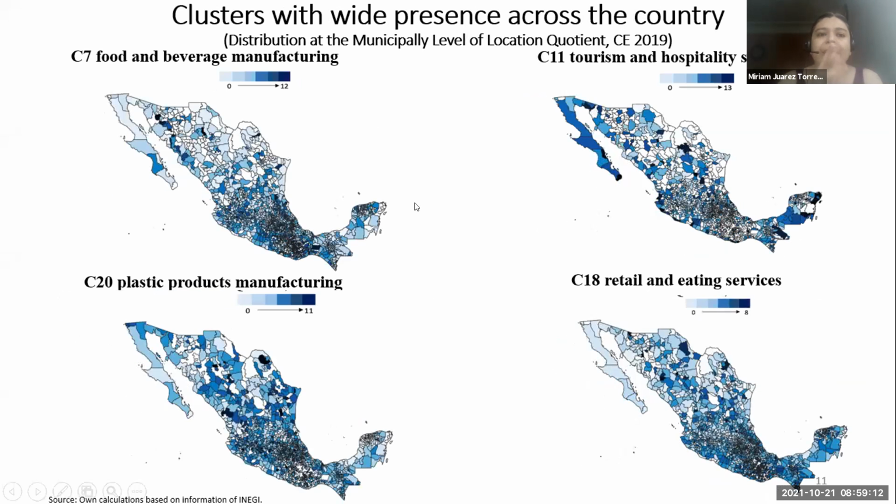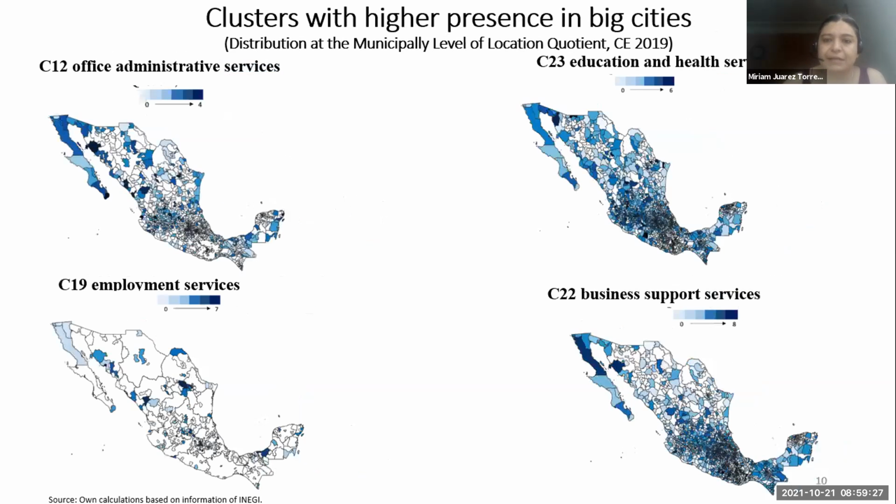Okay, so we have another kind of clusters that have a wide presence across the country. This is food and beverage manufacturing, tourism and hospitality services, plastic products manufacturing, and retail and eating services. And also we have the clusters that show a higher presence in the big cities, for example, office and administrative services, education and health services, employment services that are concentrated in the main cities, and also the business support services.